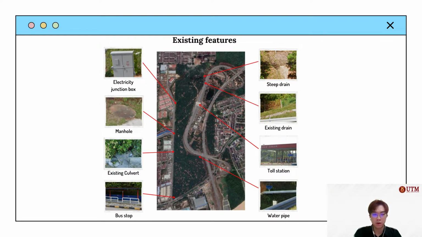Since the pandemic of COVID-19, we have to follow SOP and we don't have a real experience of a site visit. So my partner and I decided to use Google Maps with instant view to look around the site. Some existing features we have observed are electricity junction box, manhole cover, bus stop, steep drain, toll station, and water pipe.